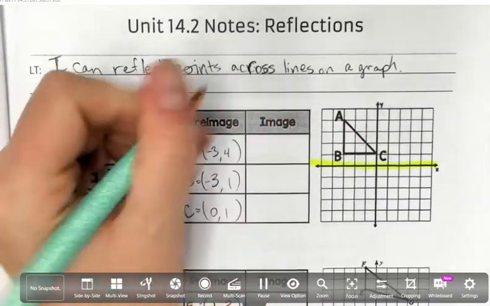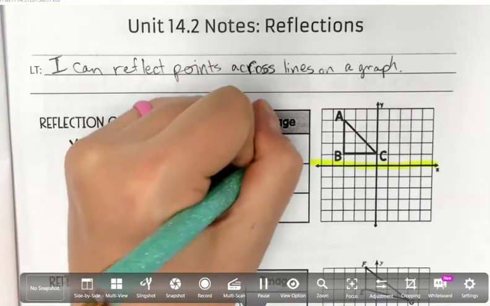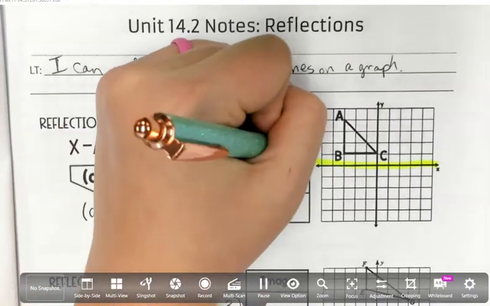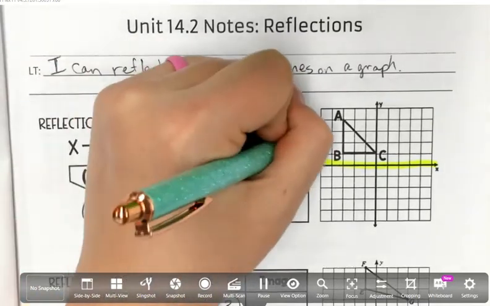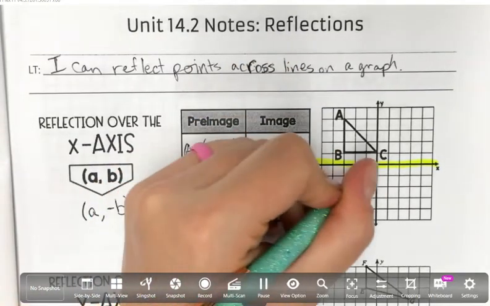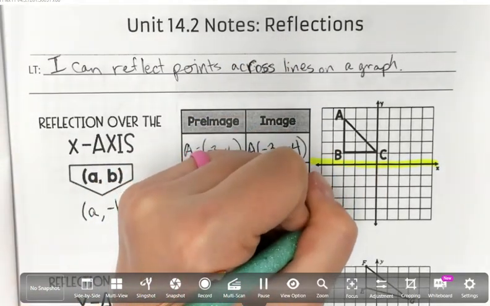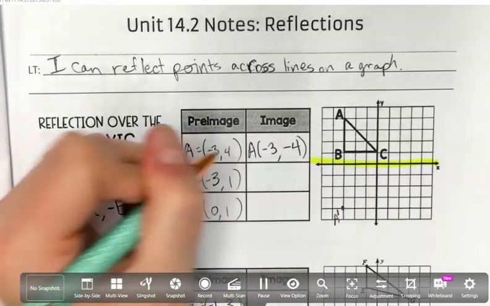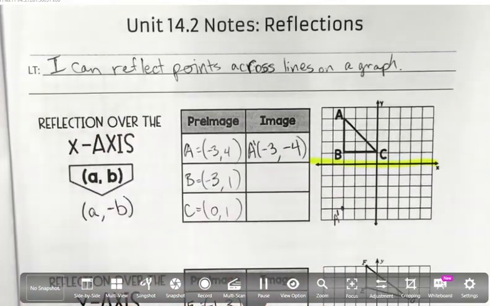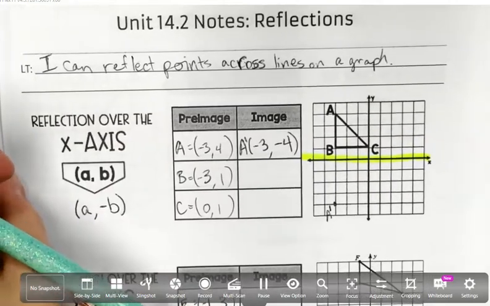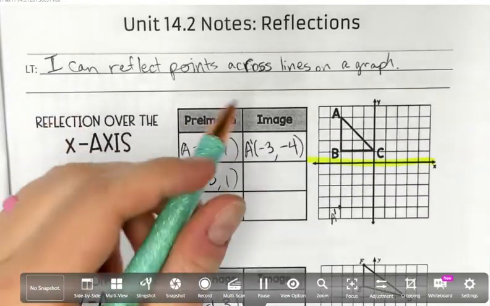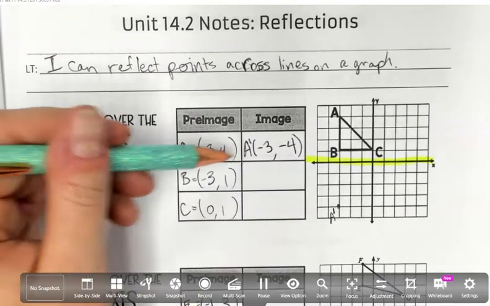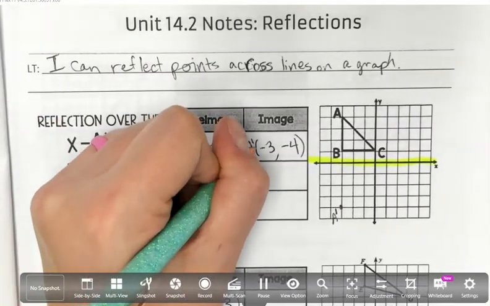So for a, the x value will not change at all. It's going to be negative 3. Our y value is 4, so we are now going to make it negative 4. So let's see what happened. Negative 3, negative 4. Our a is now over here. Now that is a prime. We talked about that last time, how the image, the pre-image, is just the normal point and then the prime point.